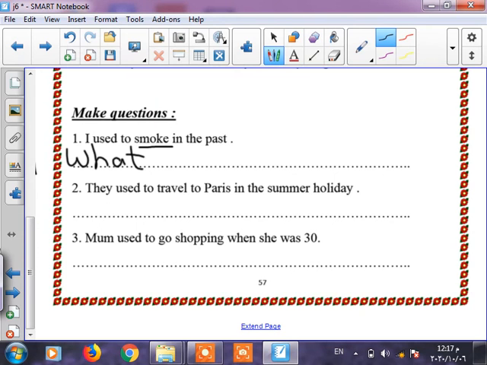So after that I put number 2, helping verb. What's the helping verb here? Where the verb is past I put did. So where did. After that is the subject. They. Where did they use to travel in the summer holiday?